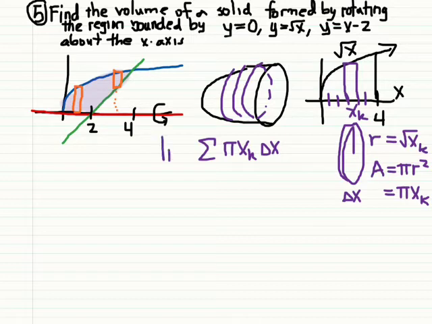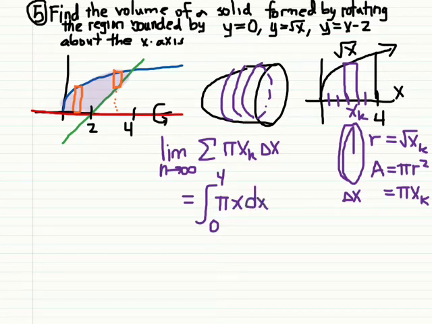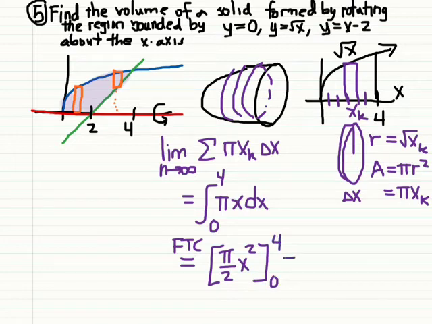And I want to take a limit of that because I want to have an exact calculation. And this is where we get our definite integral. We'll integrate from 0 to 4 of pi times x, that's pi r squared, times a little thickness, the delta x becomes dx in the integral, and the fundamental theorem of calculus says don't bother taking the limit, instead find an antiderivative. Pi halves x squared, and we'll evaluate that between 0 and 4 and subtract.